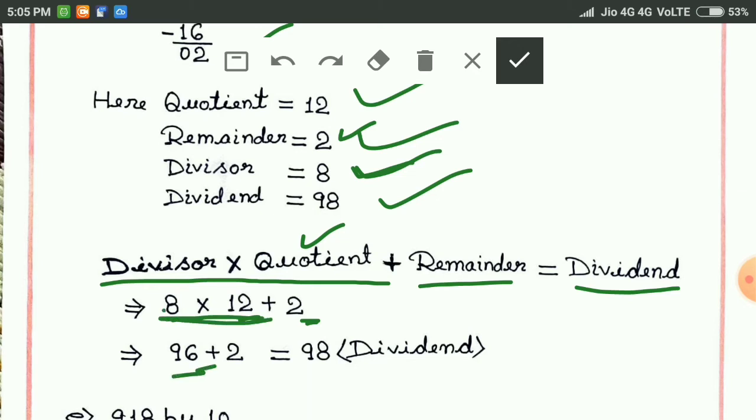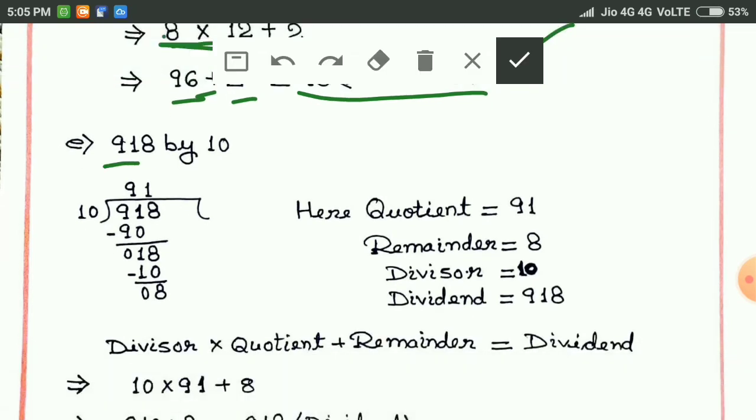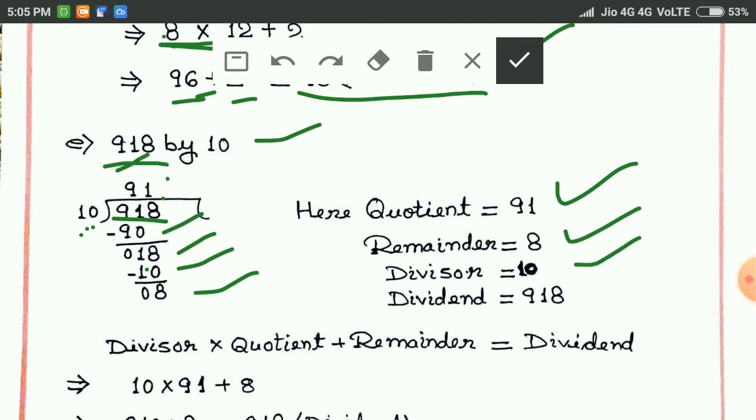12 with 96 plus 2 is 98, and this is the dividend. Now the next one, question number E: 918 divided by 10. We divide 918 by 10. 10 9s are 90. We get 1 here. We write 8 here. And 10 1s are 10, and we get 80. Here the quotient is equal to 91, the remainder is equal to 8, the divisor is equal to 10, and the dividend is equal to 918.